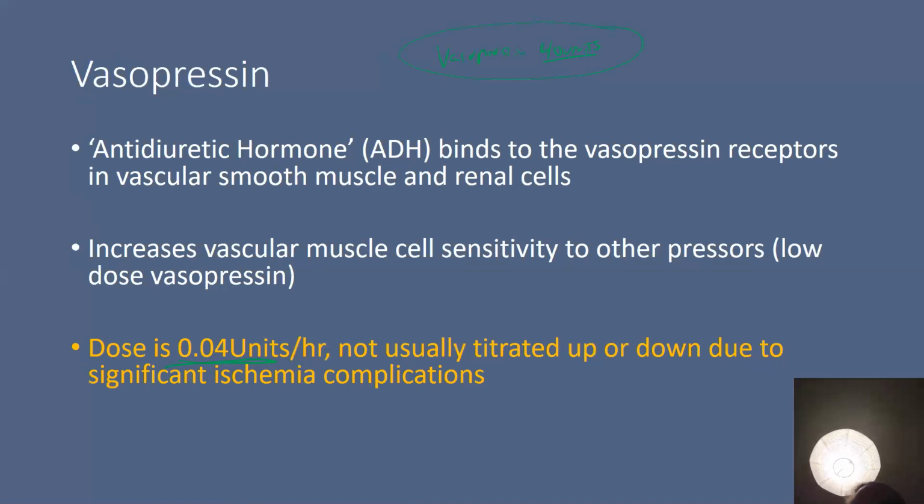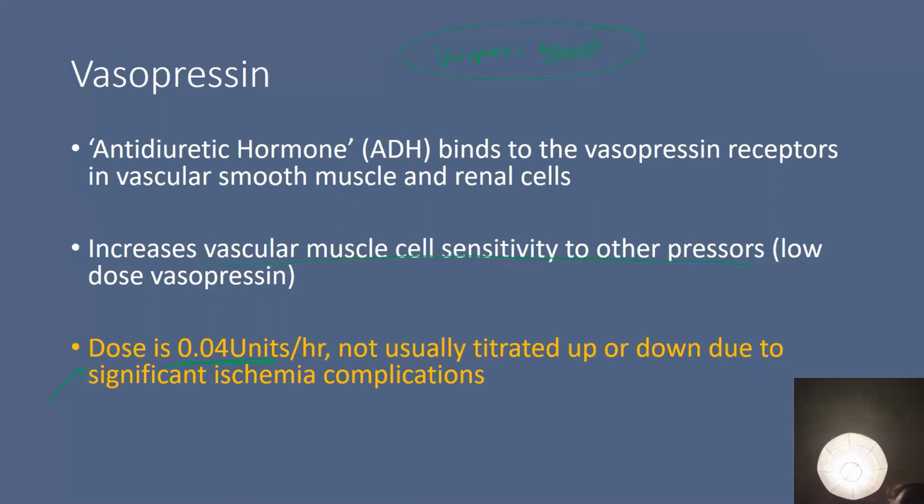So this would cause massive vasoconstriction, where you think of that as you're using it in a code, you want as much as you can possibly get. What we've discovered is that if we give very low doses continuously as a standard dose, it actually can increase your vascular muscle cell sensitivity to other pressors.